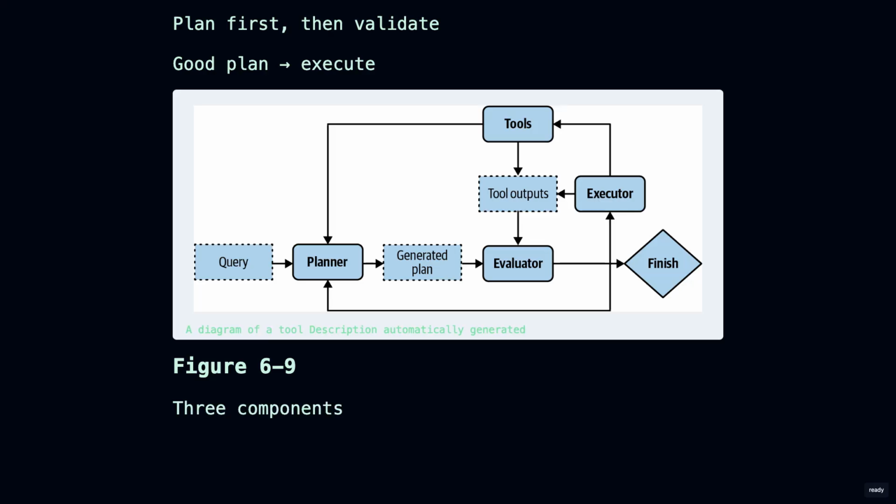A practical system often has three roles. One component creates plans, one evaluates them, and one carries them out. If you treat each role as an agent, you get a simple multi-agent setup.